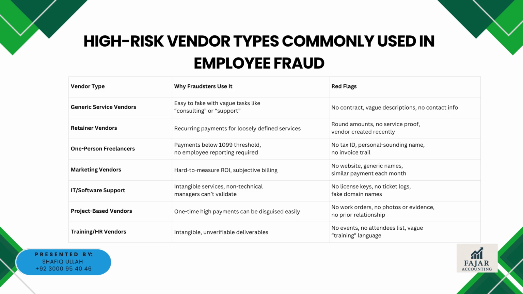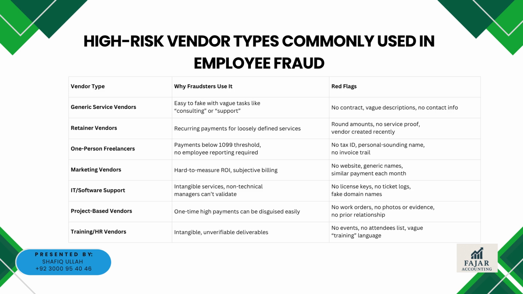Retainer vendors involve recurring payments with no proof of service, often in neat round amounts. One-person freelancers can stay under the radar by billing below 1099 limits, no tax ID, no invoices, and personal names. Marketing vendors are easy to fake: subjective results, no website, and similar payments each month. Software support vendors can be unverifiable: no license keys, fake domains, and non-technical managers can't confirm the work.